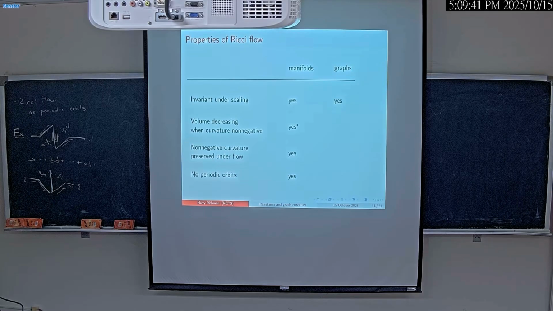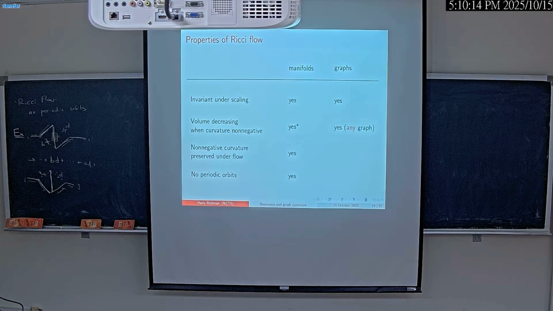So if they're roughly sphere-like, since spheres have positive curvature, we can think of this property as saying that if we're close enough to a sphere and we run Ricci flow, it's not going to get any further from being a sphere in the sense of developing negative curvature. So these properties are all true for manifolds, and then we can ask if the analogs are true for graphs in this definition. The first thing, invariance under scaling, is fairly straightforward to check for our formula.